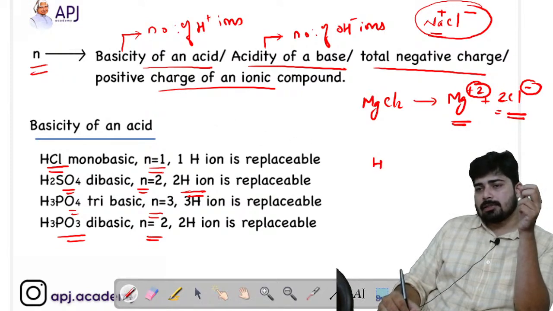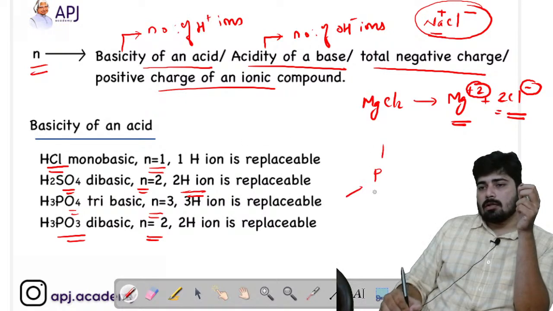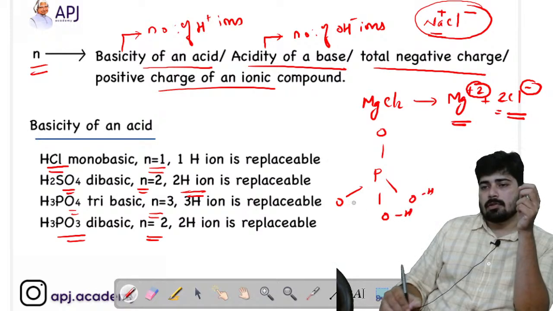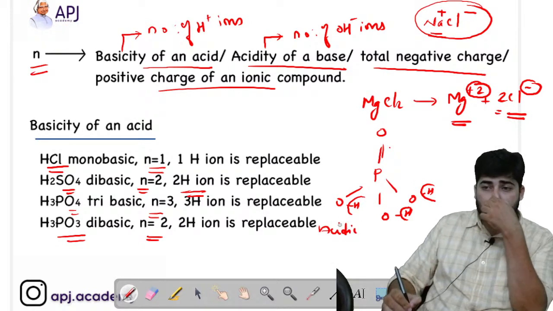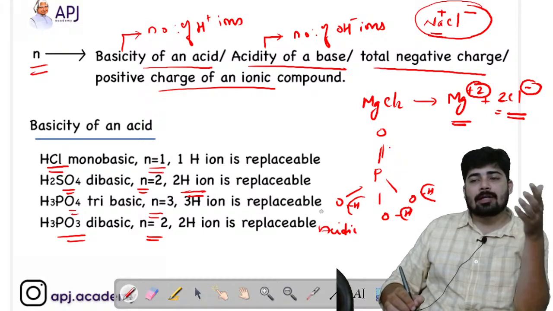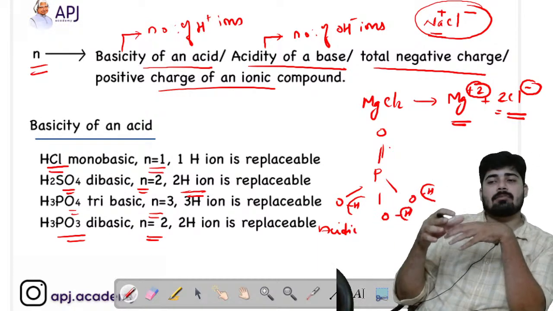I'll show you here, in H3PO4, this is the structure of H3PO4. There are 4 oxygen atoms and 3 hydrogen atoms: hydrogen, hydrogen, hydrogen and a double bonded oxygen. Here you can see 3 hydrogens are attached to highly electronegative oxygen atoms. That means these 3 hydrogens are acidic in nature. If hydrogen is attached to highly electronegative atoms like fluorine, oxygen, or nitrogen, that hydrogen atom becomes acidic.